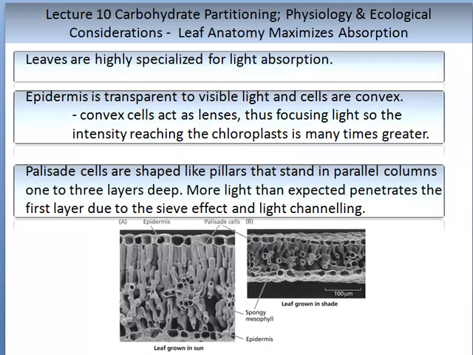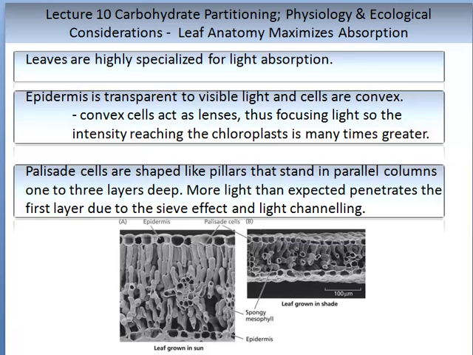So leaf anatomy plays an important part in maximizing the absorption of light. Leaves are highly specialized for light absorption. The epidermis is transparent to visible light and cells are convex. Convex cells act like lenses, thus focusing light so the intensity reaching the chloroplast is many times greater.